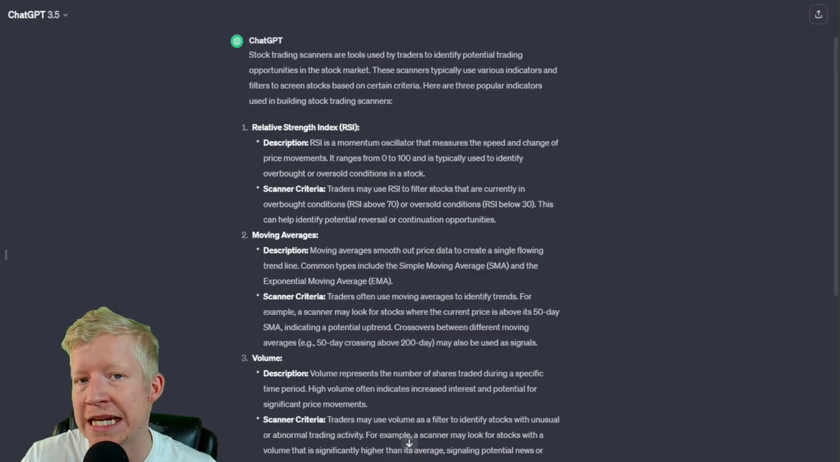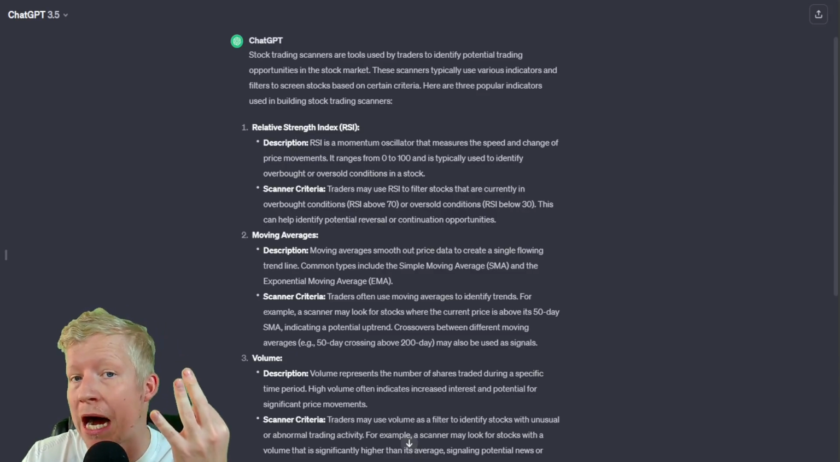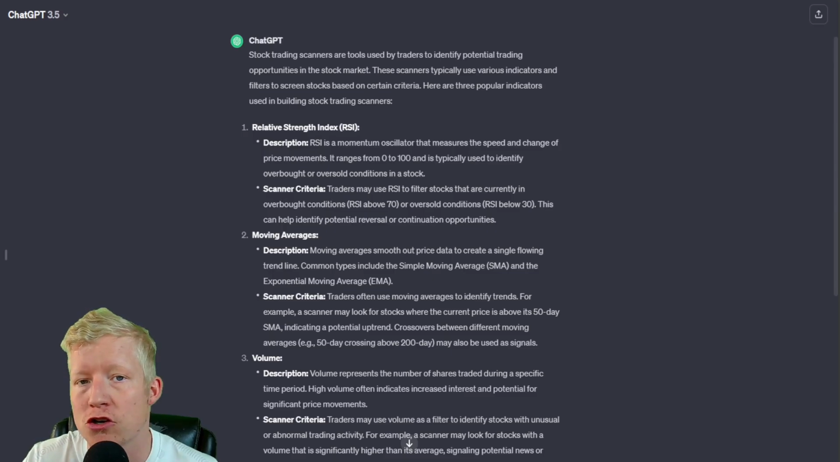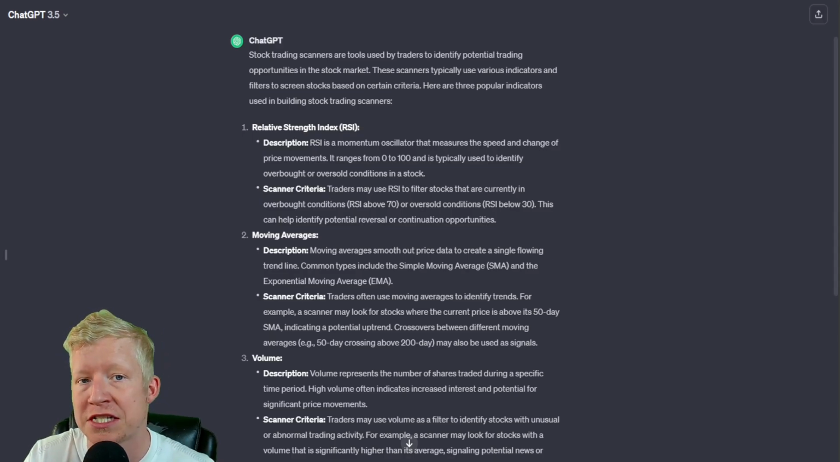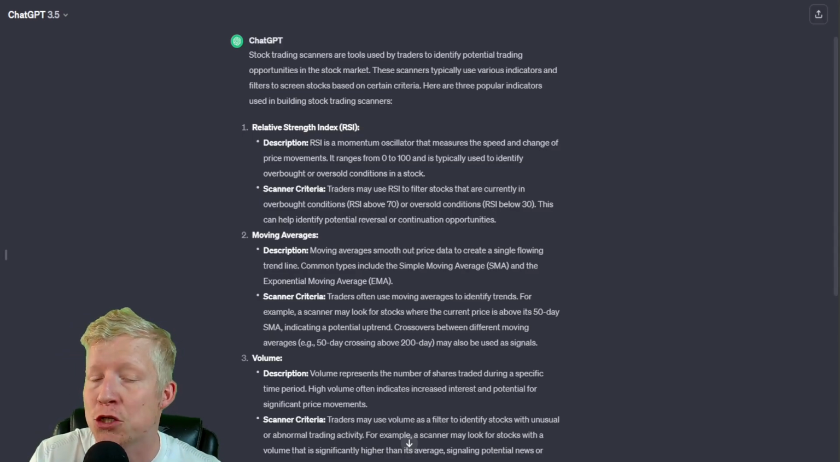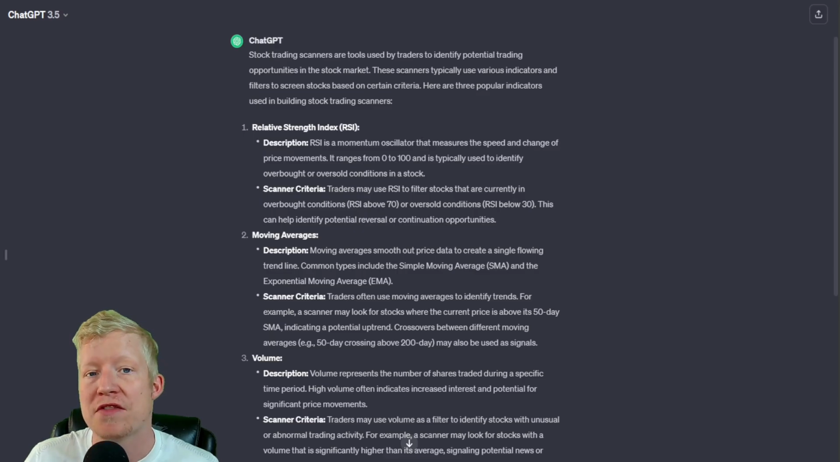I asked ChatGPT to give me the 3 most popular scanners that traders use to find stocks. And on today's video, we are going to build each one of these scanners step by step. And then at the end, we're going to build a master scanner that incorporates all 3 of these aspects.